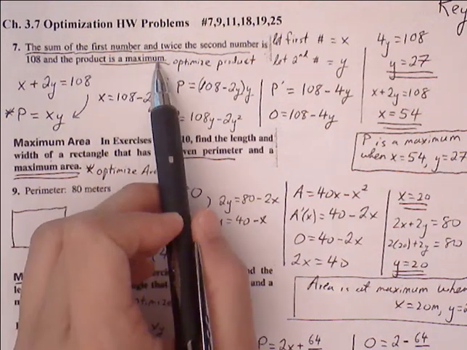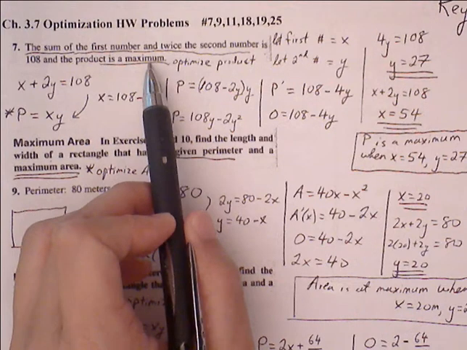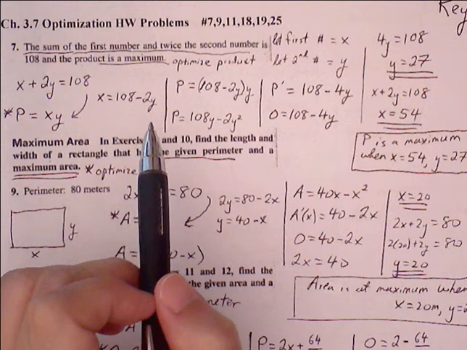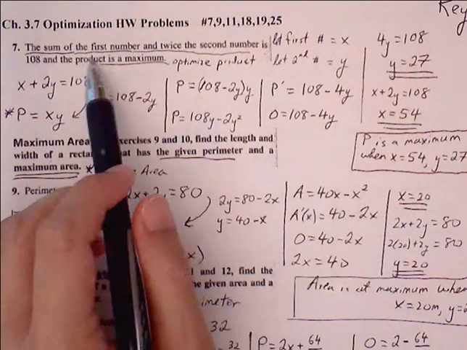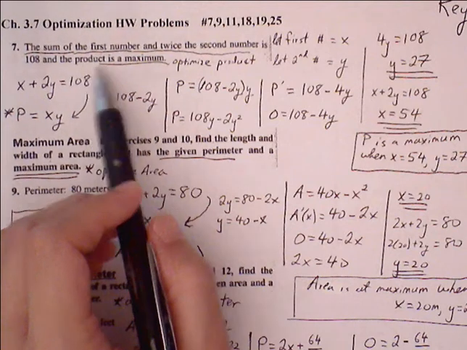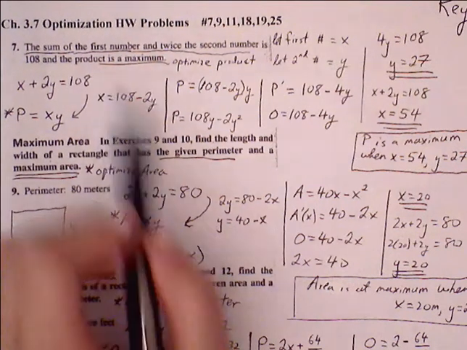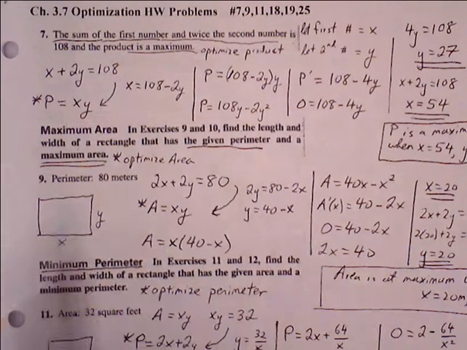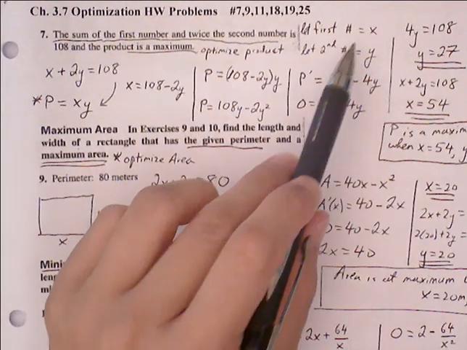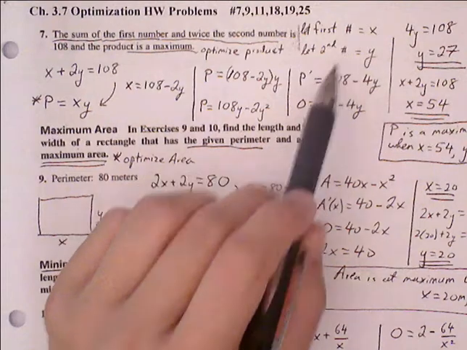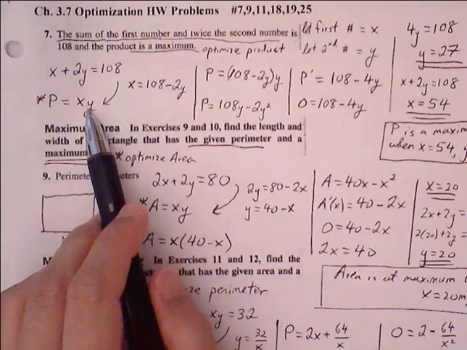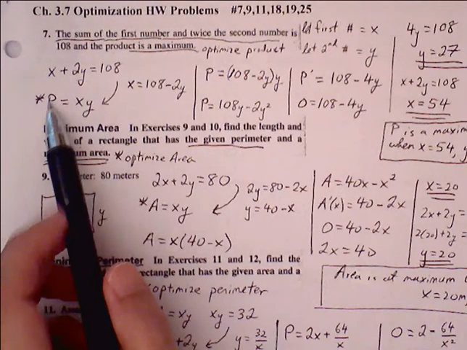We want the product to be a maximum, so we know that we're looking to optimize the product. So if you see the word maximum or minimum, if those words are used to describe a specific value, then that's a clue to help you decide which equation you're trying to optimize. So we're trying to optimize product, and product is simply multiplying those two values together. So the product of x and y would just be x times y. So we're trying to optimize our product equation.